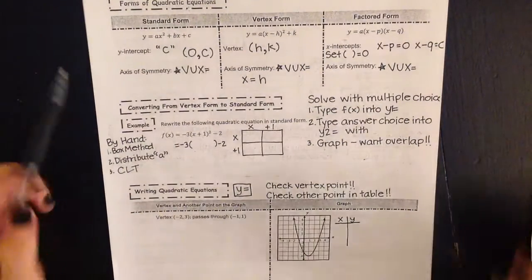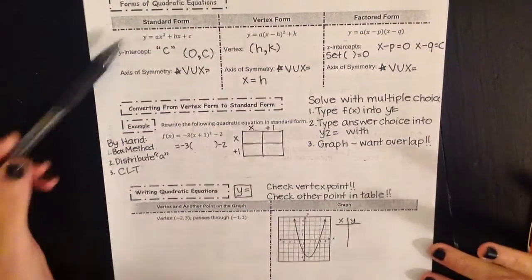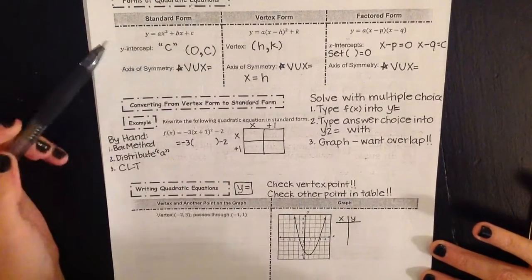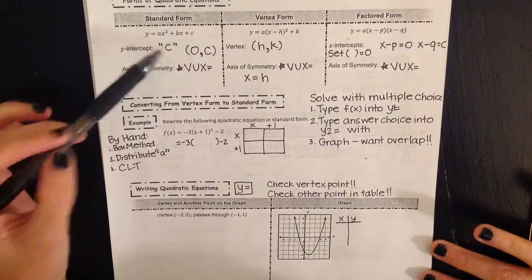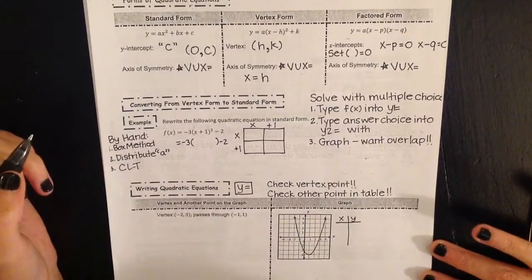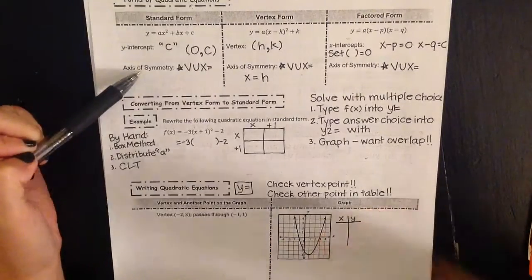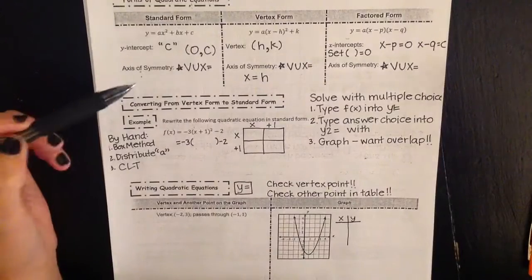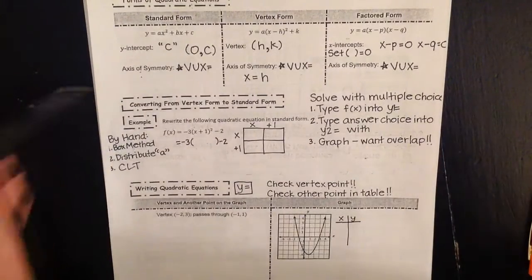Okay, we're going to talk about forms of a quadratic equation. So you've got standard form, ax squared plus bx plus c. The only information you can really get from this by looking at it is your y-intercept, that's your c value. Your axis of symmetry is going to be your vux. If you want to find your axis of symmetry, type this into y equals and then find your vertex point. It's the easiest way to do that.